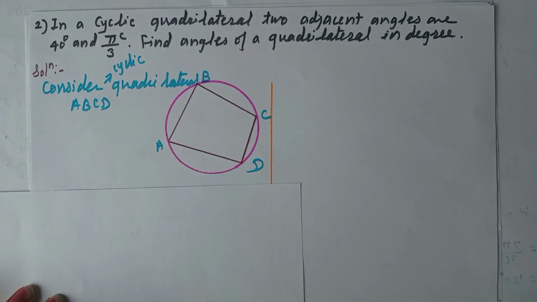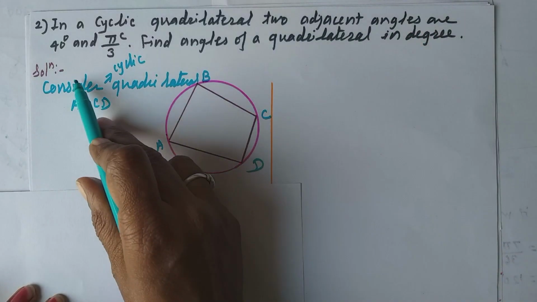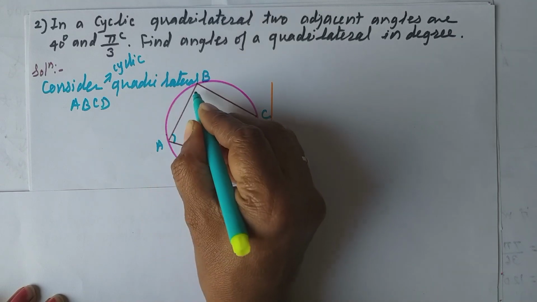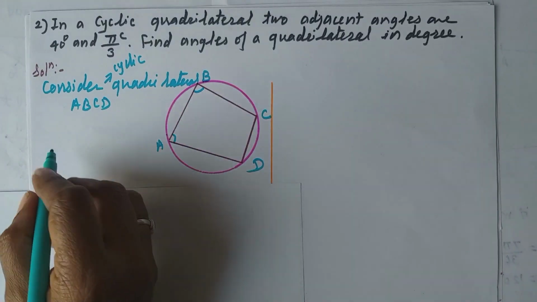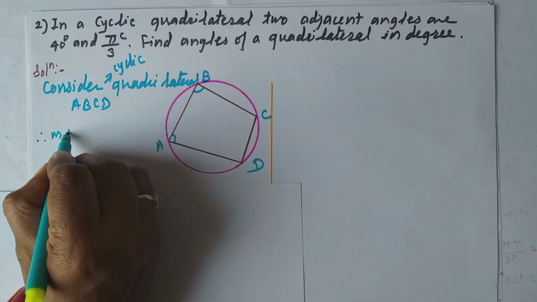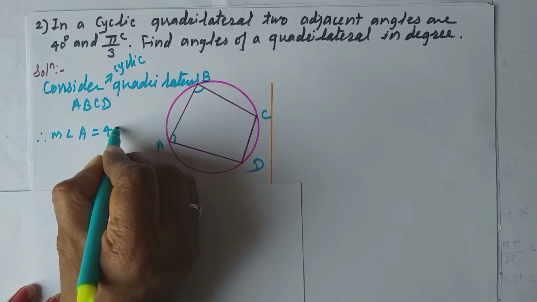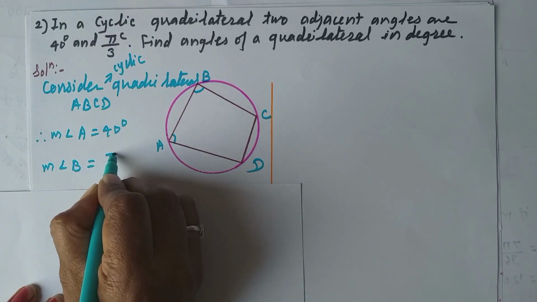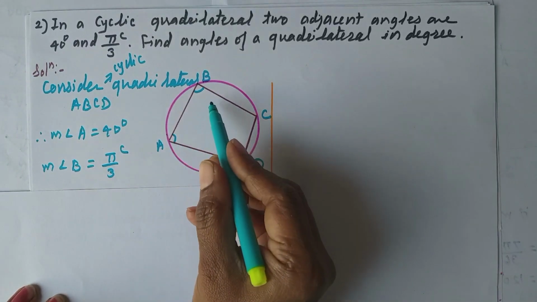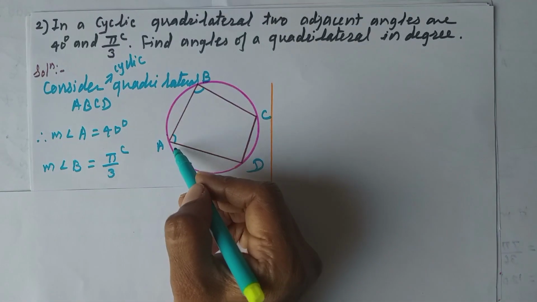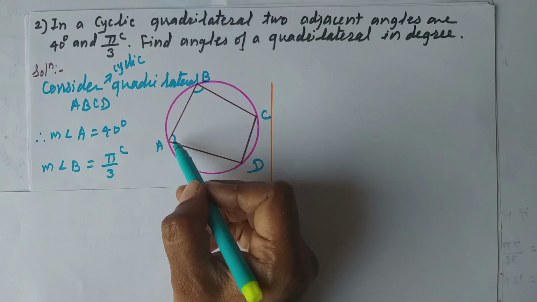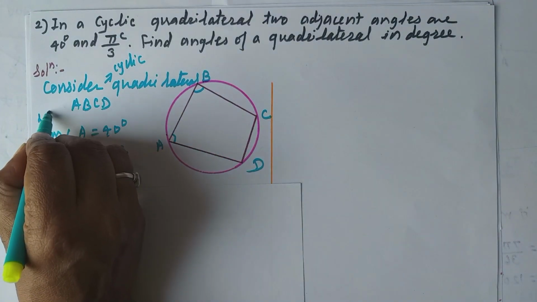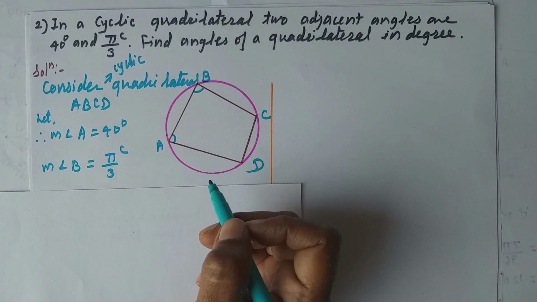Now what is given here? Two adjacent angles are 40 degrees and pi by 3. See here, A and B are adjacent angles. Therefore, consider measure of angle A 40 degrees and measure of angle B pi by 3 radians, because here adjacent angles of a quadrilateral are given. Suppose angle A is 40 degrees and angle B is pi by 3 radians.